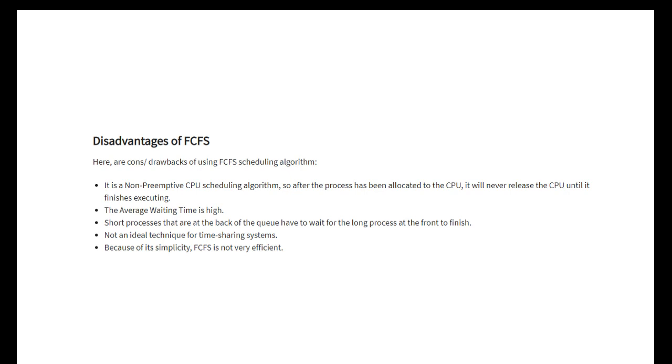A real life example of the FCFS method is buying a movie ticket at the ticket counter, and it is the simplest form of CPU scheduling algorithm. It is a non-preemptive CPU scheduling algorithm, so after the process has been allocated to the CPU, it will never release the CPU until it finishes executing.